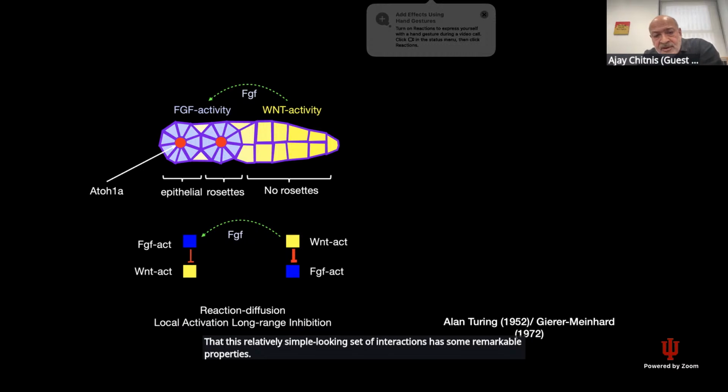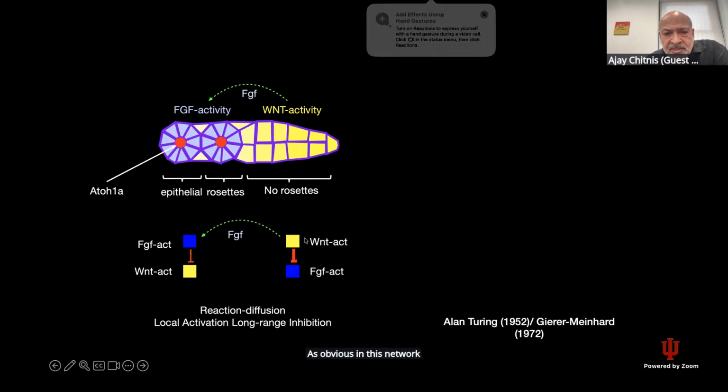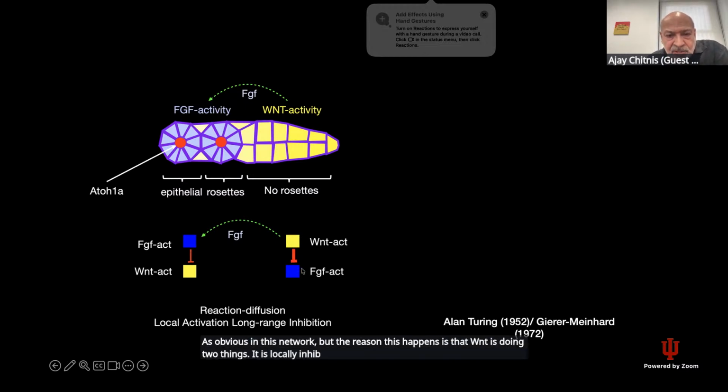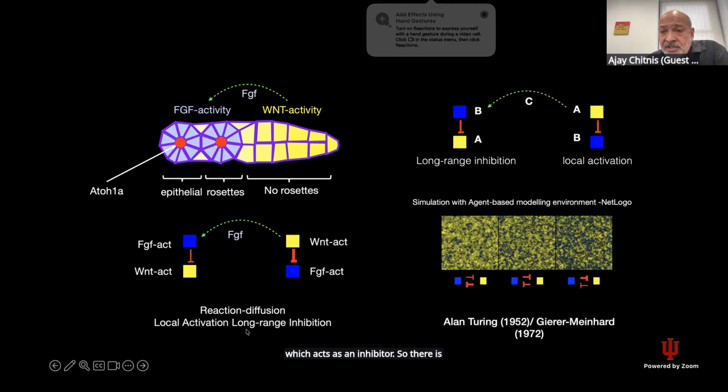It constitutes together a reaction-diffusion system, which is a version of a class of patterning systems described by Alan Turing and Gierer and Meinhardt, where there is local activation coupled by long-range inhibition. Now, this is not as obvious in this network, but the reason this happens is that Wnt is doing two things. It is locally inhibiting the expression of its inhibitor, and this actually contributes to its local activation. At the same time, at a long range, it is activating the FGF system, which acts as an inhibitor. So there is local activation and long-range inhibition.